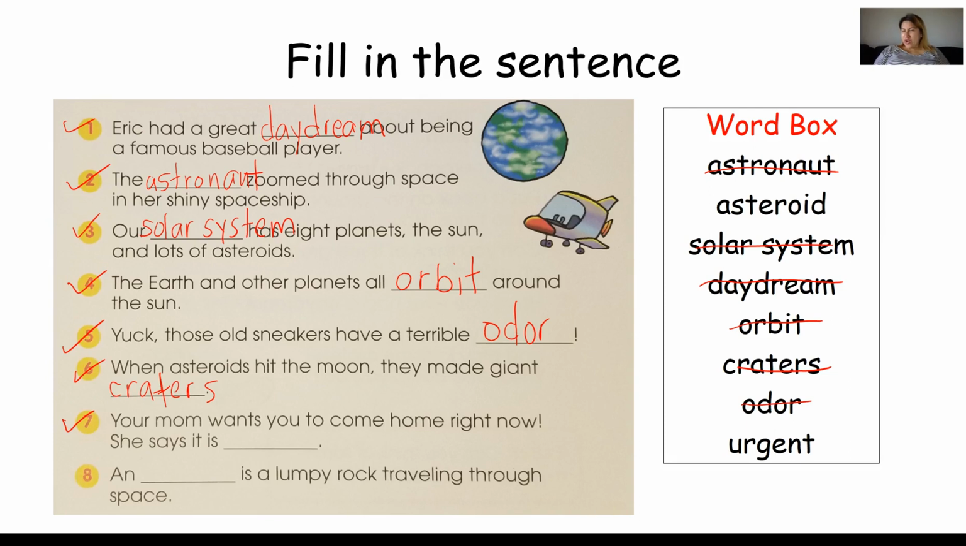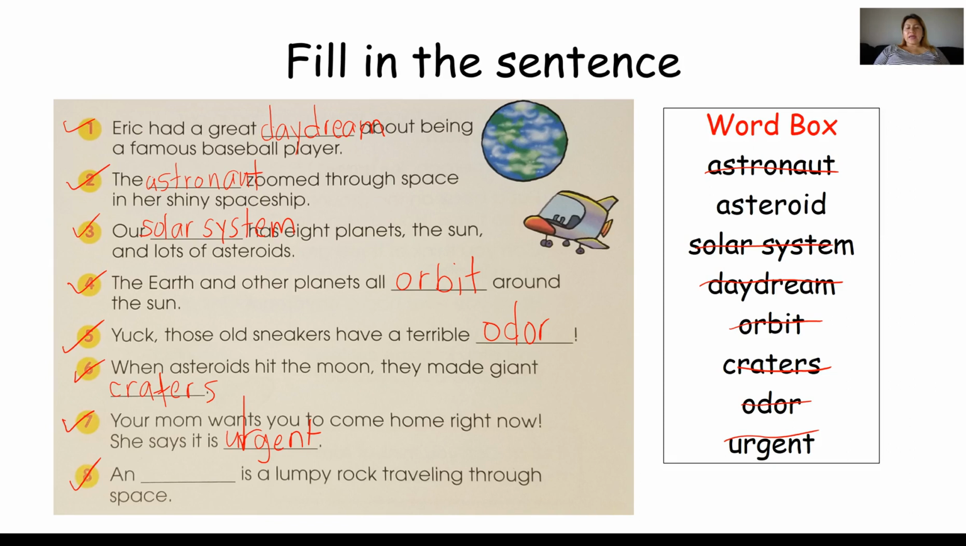Is it asteroid or urgent? Which one of those words do you think would make sense? Yes, urgent. That means it's right away. We are not wasting any time. We are doing what we are told to do at the moment. Urgent. That's an R. I don't know why it went all the way to the top. All right. Number 8.